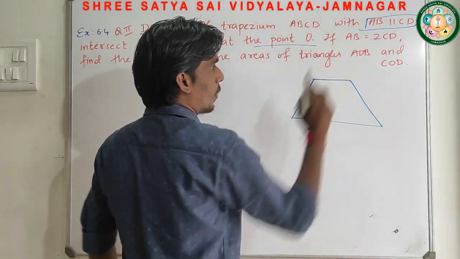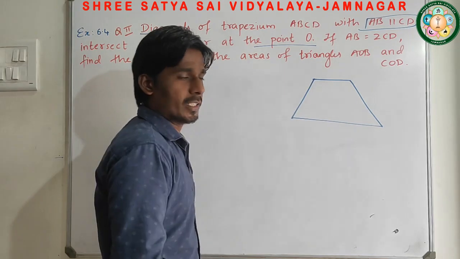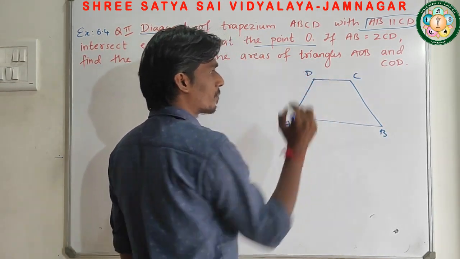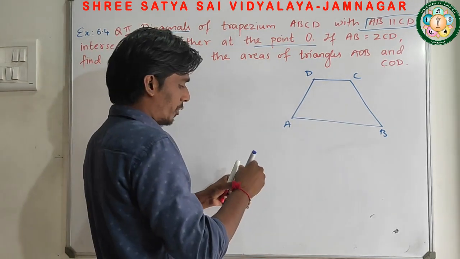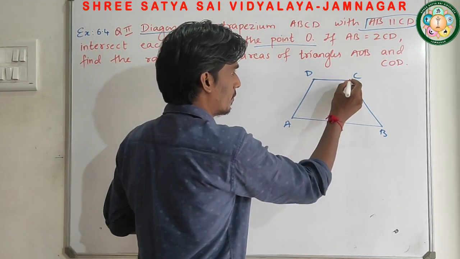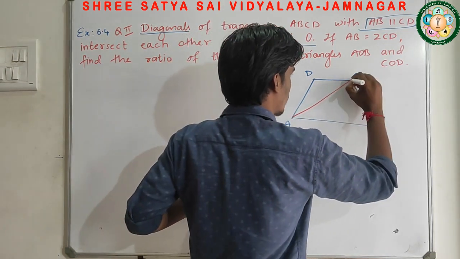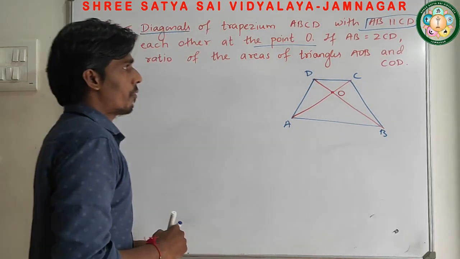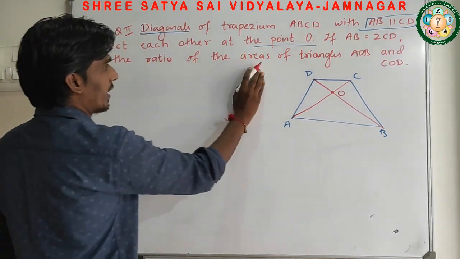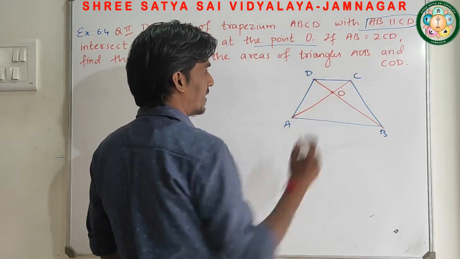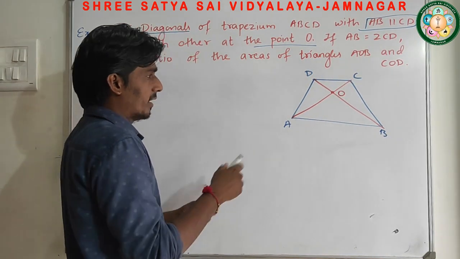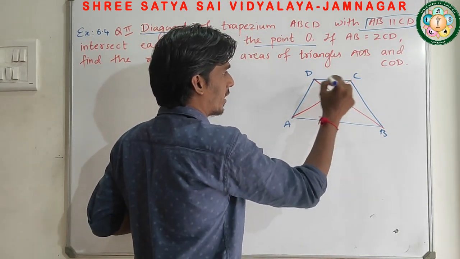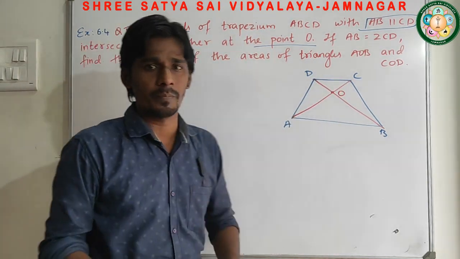Now AB is twice of CD. AB is double of CD, means I am going to take the bigger side as AB and the smaller side as CD. Now the diagonals intersect at point O. Find the ratio of the areas of triangle AOB and COD. You have to find the ratio of area of triangle AOB and area of triangle COD.